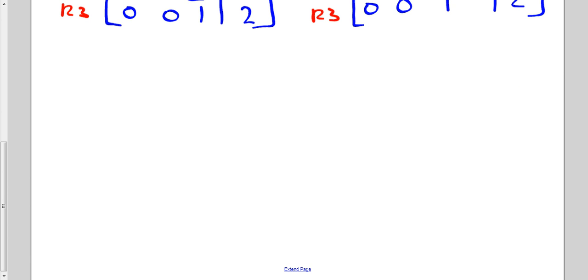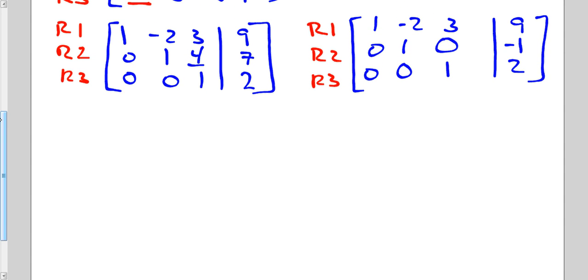I'm going to extend the page so I've got some room. And I'm going to do row 1, row 2, row 3. Now, what number do I want to get rid of first? Do I want to get rid of the -2 or the +3? Dawson's running this show. You want to get rid of the -2, Dawson? How do you do that? Add 2 times row 2 and add it to row 1.